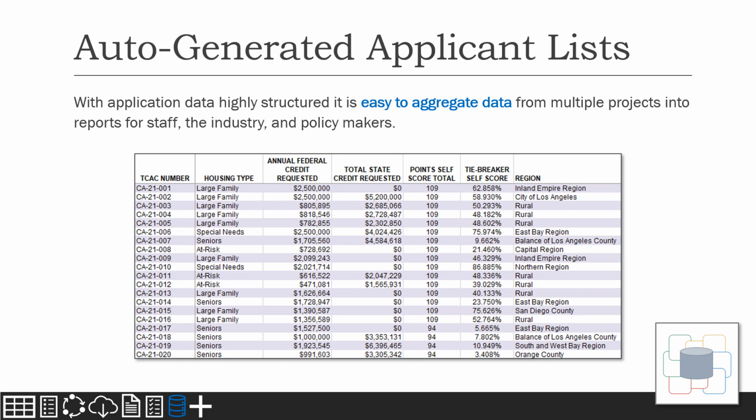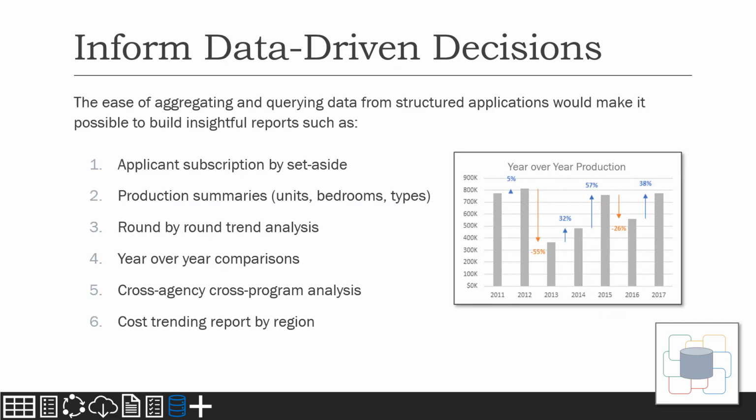With increased access to data and the ability to query batches of applications, agency staff could provide policymakers insightful reports immediately after the application deadline. Policymakers could look at production statistics, data trends, year-over-year comparisons, etc. Imagine having immediate access to data for policy-making decisions.